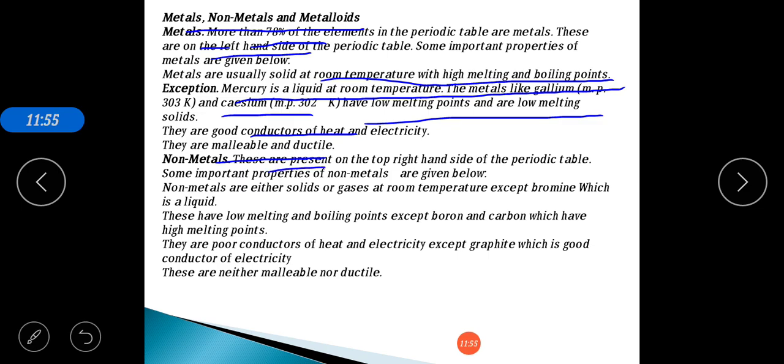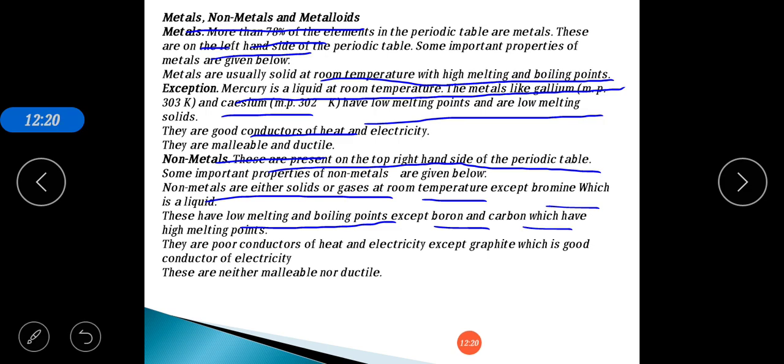Non-metals. They are present on the top right hand side of the periodic table. Some important properties of non-metals: they are either solid or gas at room temperature except bromine, which is liquid. They have a low melting point and boiling point except boron and carbon, which have a high melting point. They are poor conductors of heat and electricity except graphite, which is a good conductor of electricity. They are neither malleable nor ductile.